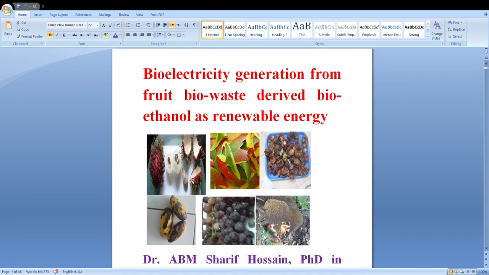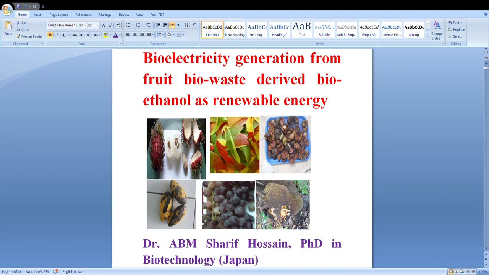You can see here different types of bio-waste from fruits. It can be done also from vegetables. This is the rambutan fruit waste. This is mango peels. This is mango stem. This is rotten mango or mango waste. This is grapes waste. This is jackfruit waste. So we can produce bioethanol from this type of fruit waste.